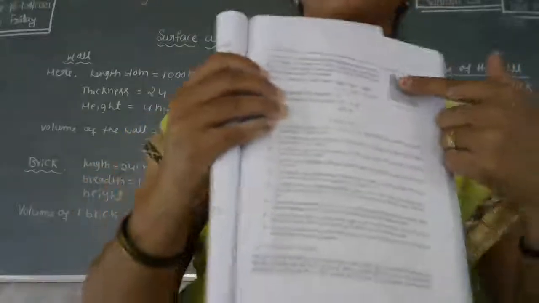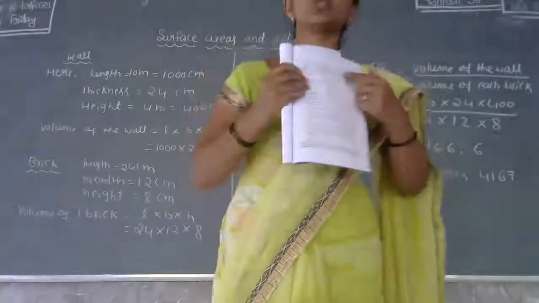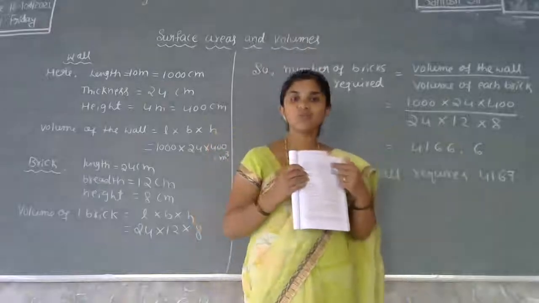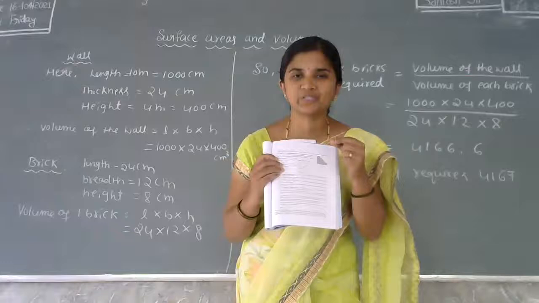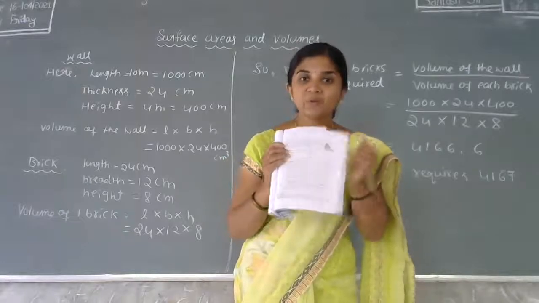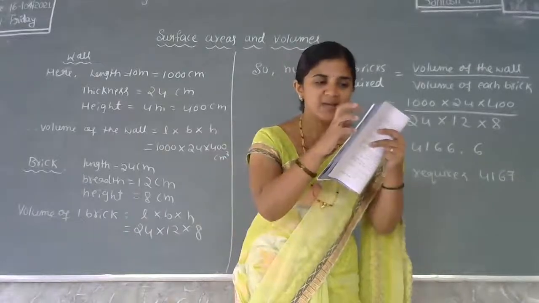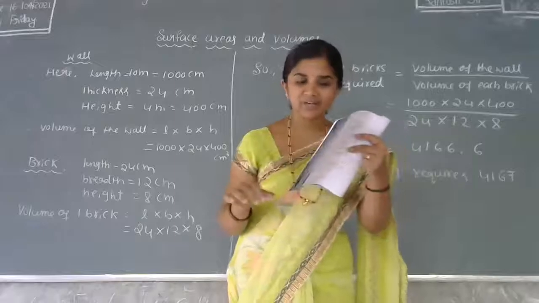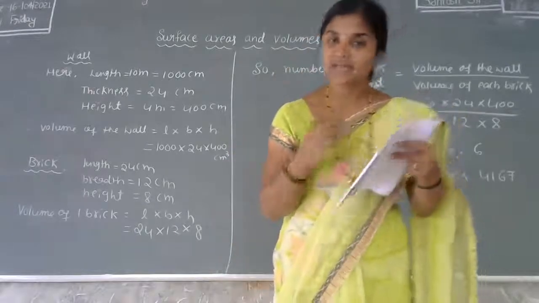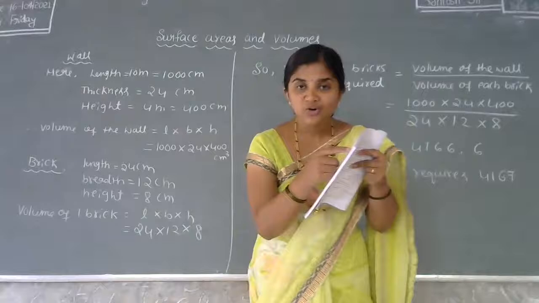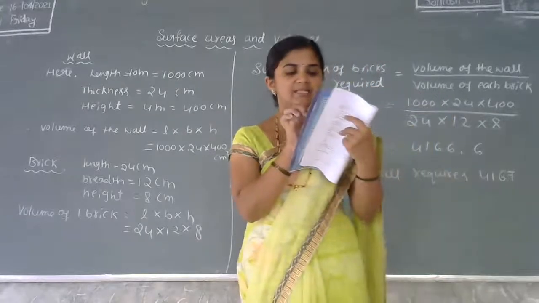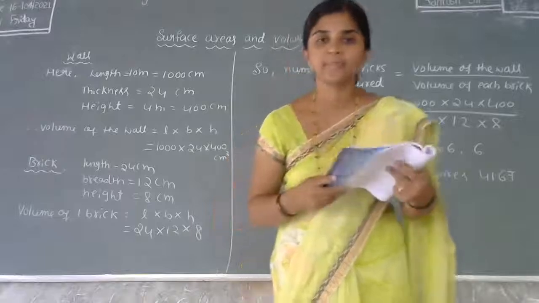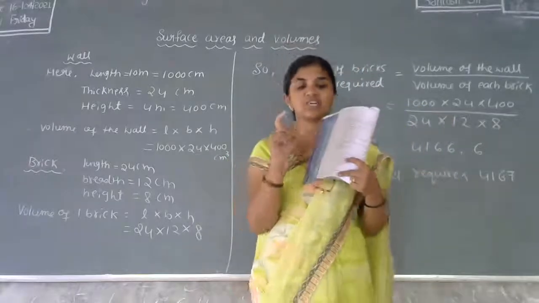How can we find out the volume of this structure? We have to find out the volume of one cube. This structure is made up of cubes. How many cubes are there? Just count 1, 2, 3. Can you count that? So the number of cubes in the structure is 15.